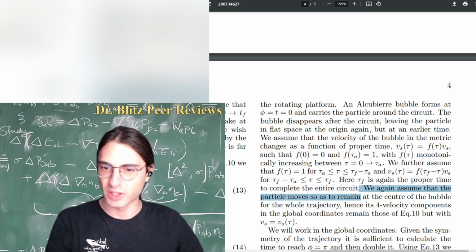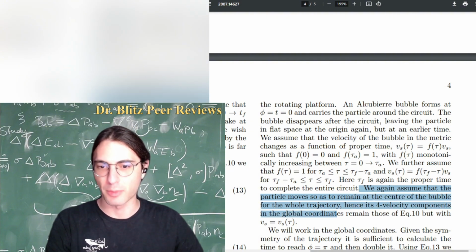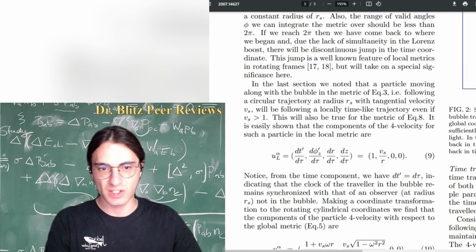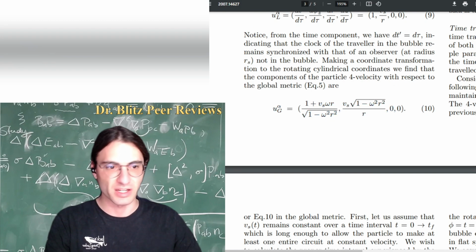We again assume that the particle moves so as to remain at the center of the bubble for the whole trajectory. Hence, its 4 velocity components in the global coordinates remain those of equation 10, but with v sub s equals v sub s of tau. So they're just still using these coordinates, or this velocity here.